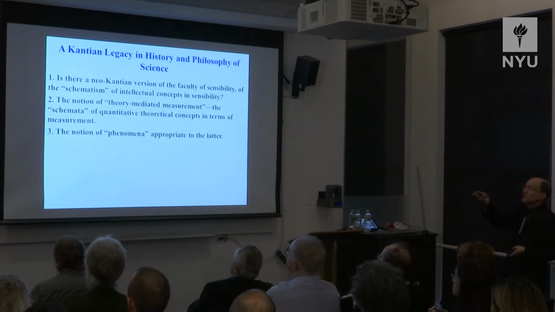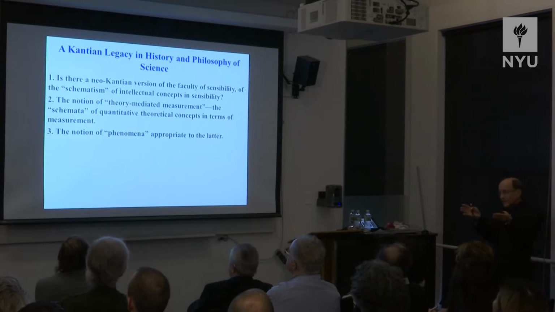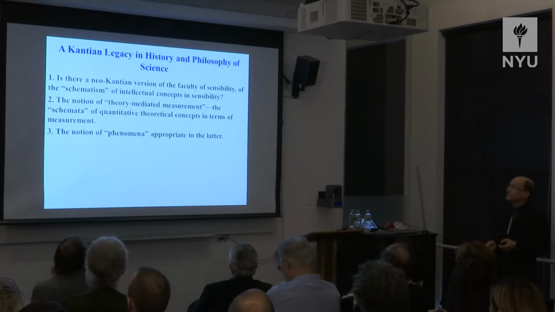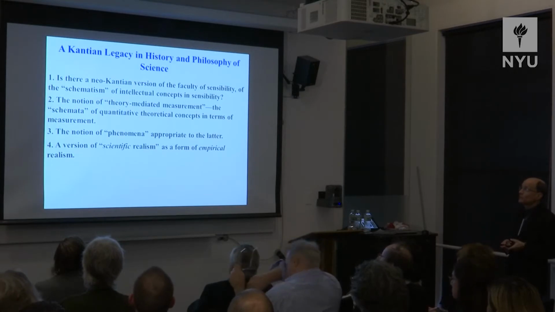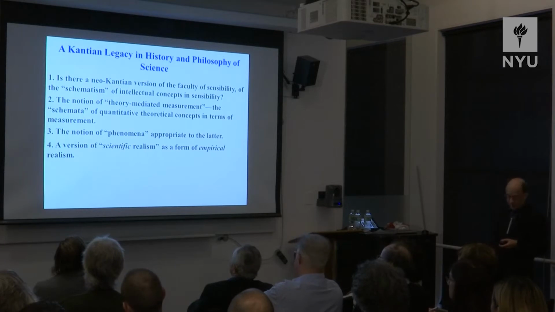And then there's going to be a notion of phenomena that is appropriated to this notion of measurement. The phenomena is not going to be just what you can describe with observation predicates or observation sentences. It's going to include what you can do with quantitative theoretical concepts like mass, which are not observable directly, which are linked by measurement to observation. And then finally, there will be a version of scientific realism as a form of empirical realism connected to these other notions. So that's a kind of a setup.